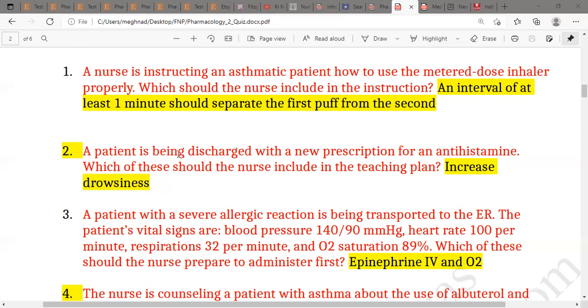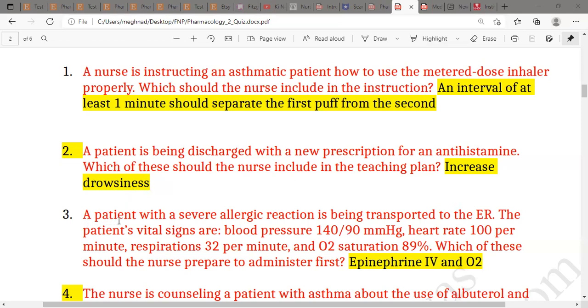A patient is being discharged with a new prescription for an antihistamine. Which of these should the nurse include in the teaching plan? Answer is increased drowsiness. So, a new prescription for an antihistamine. Antihistamine has side effects. They can cause dizziness, they can cause confusion, or increase the drowsiness.